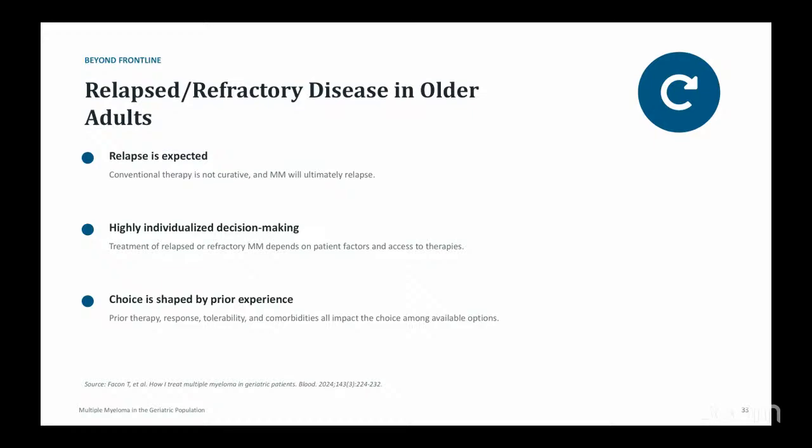If the patient has a relapse, the second round of treatment is usually highly individualized, and it has to do with what the patient received previously, what did they tolerate and not tolerate, what toxicities did they develop, what's their current comorbidity status, what's their current frailty assessment. And the choice is basically shaped by their prior experience.